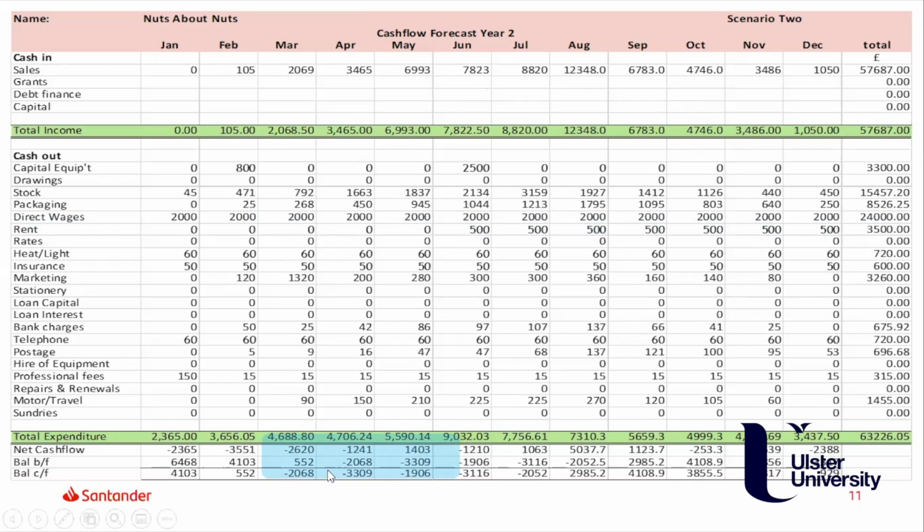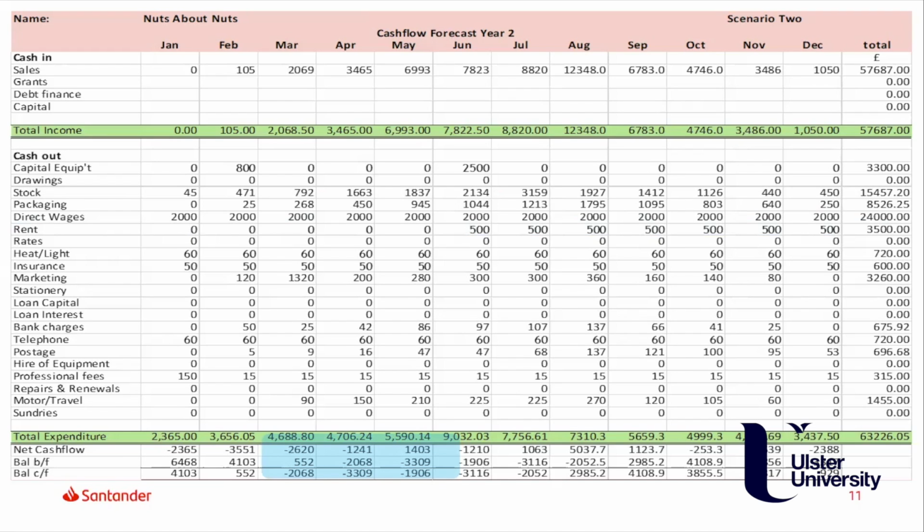Now, the fact that she's able to predict this means that she can have a conversation with a funder. It could be her bank, it could be something like the Startup Loans Company, but she can have a sensible conversation which says, I've looked at my forecast, I think I'm going to need some working capital put into the business. What can you do to help me?